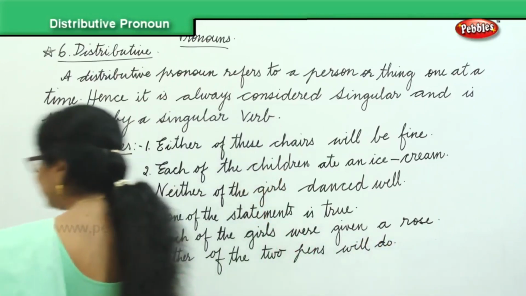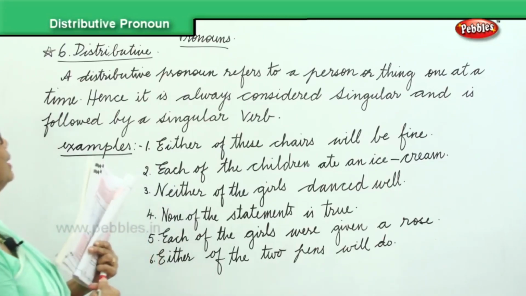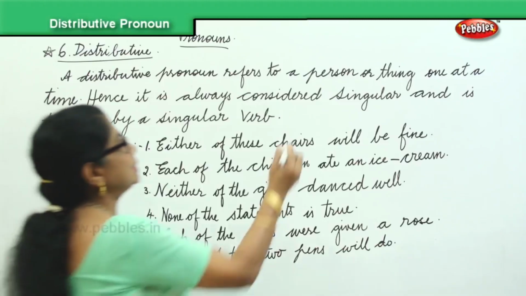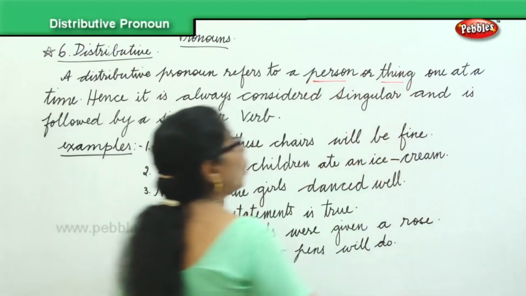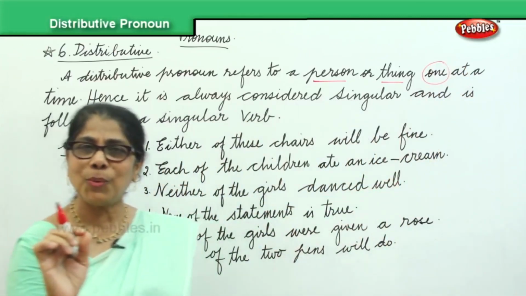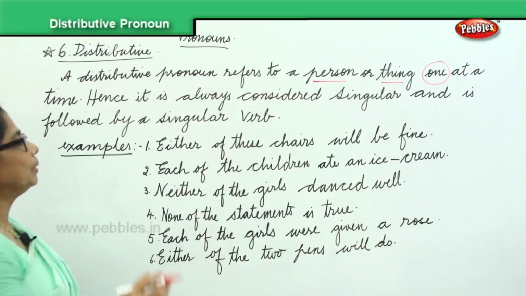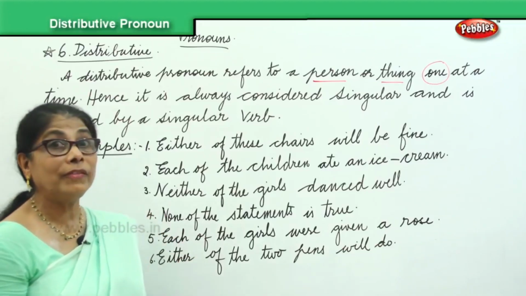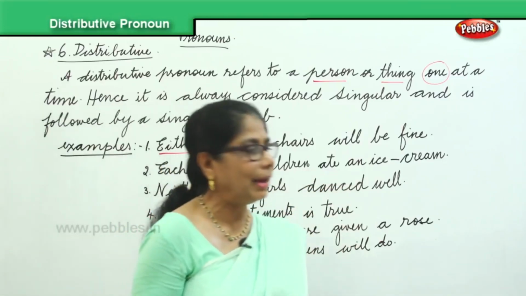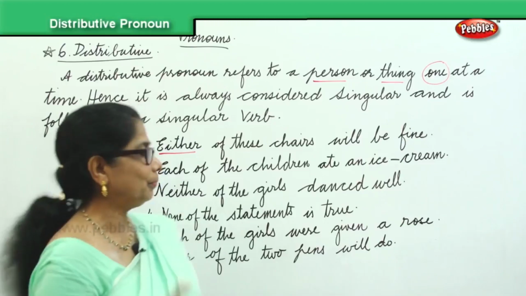I've got here for you 6 sentences. Now, let us look at the distributive pronoun. A distributive pronoun refers to person, thing, one at a time. Very easy. We're talking about one at a time. And it's always singular followed by a singular verb. Now, either of these chairs will be fine. We are only talking about one chair. Either this chair or that. We are talking about one at a time.